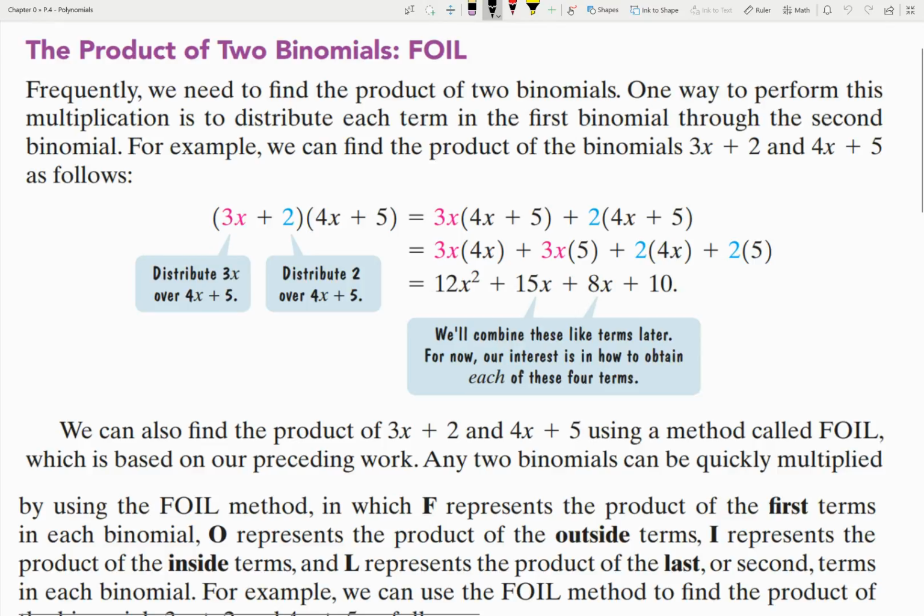Okay, so another method of multiplying two binomials together is to use something called the FOIL method. Frequently we want to find the product of two binomials. We could always distribute, right? So you could always do the 3x to both and the 2 to both, which is what is being shown on the right side over there. Then we combine the like terms.